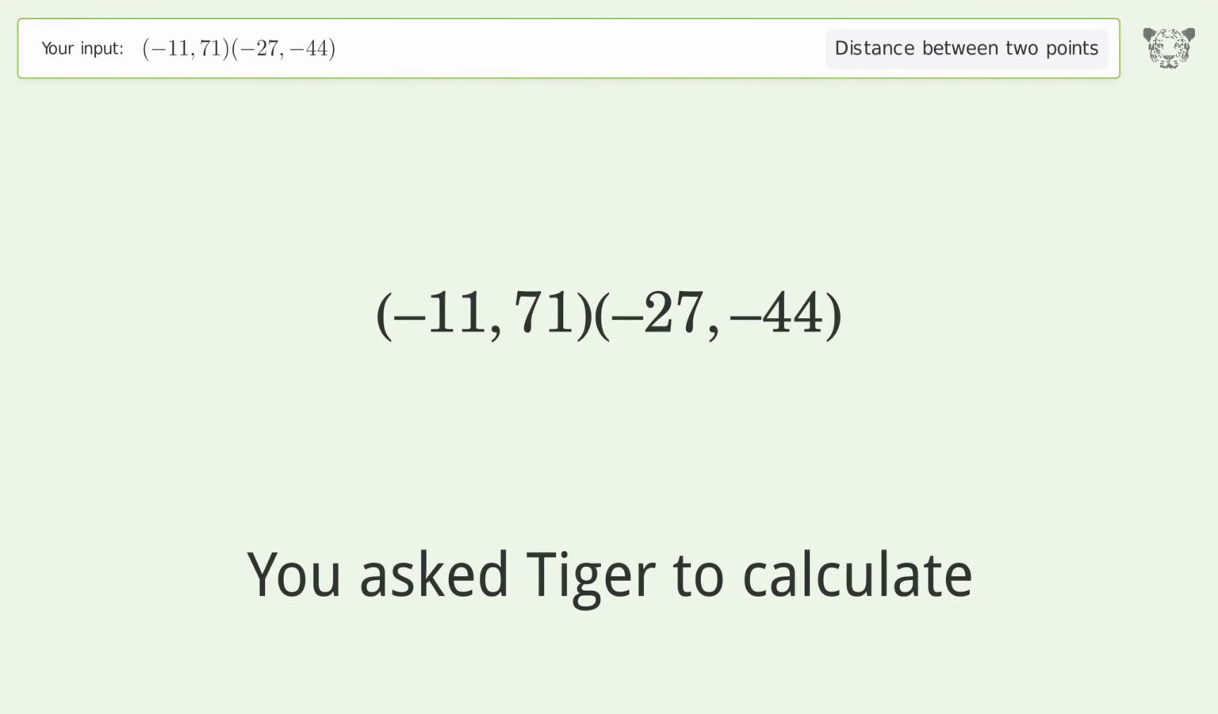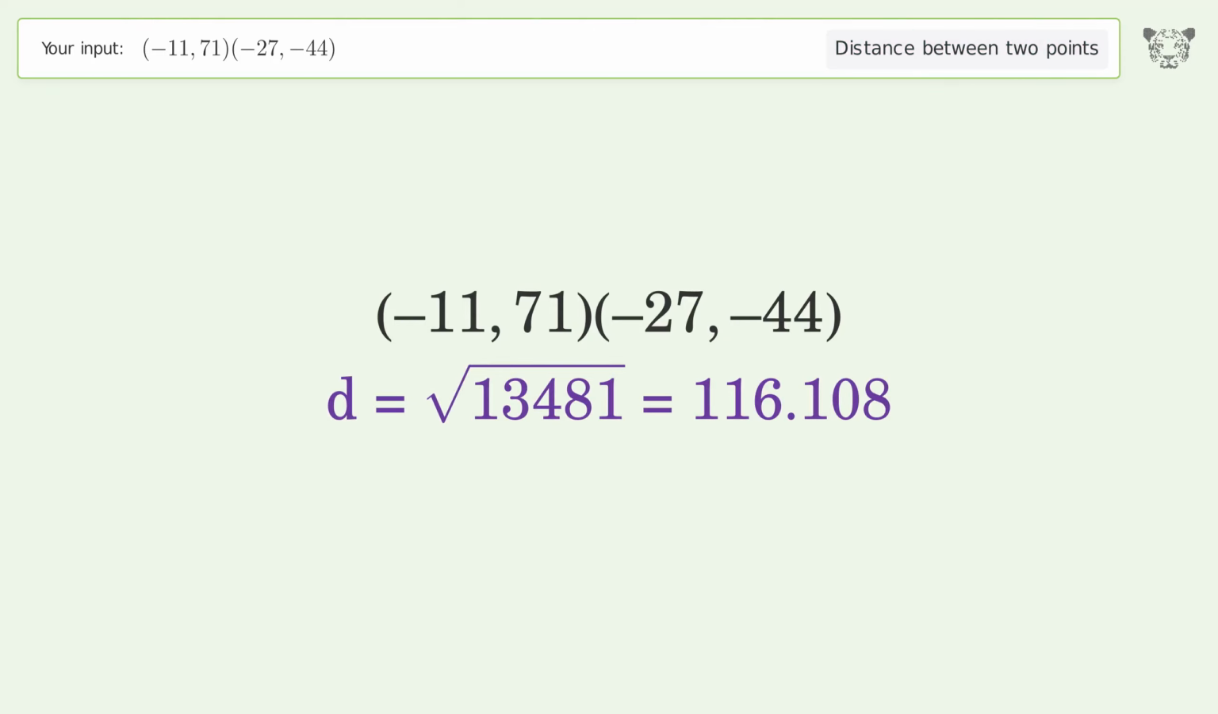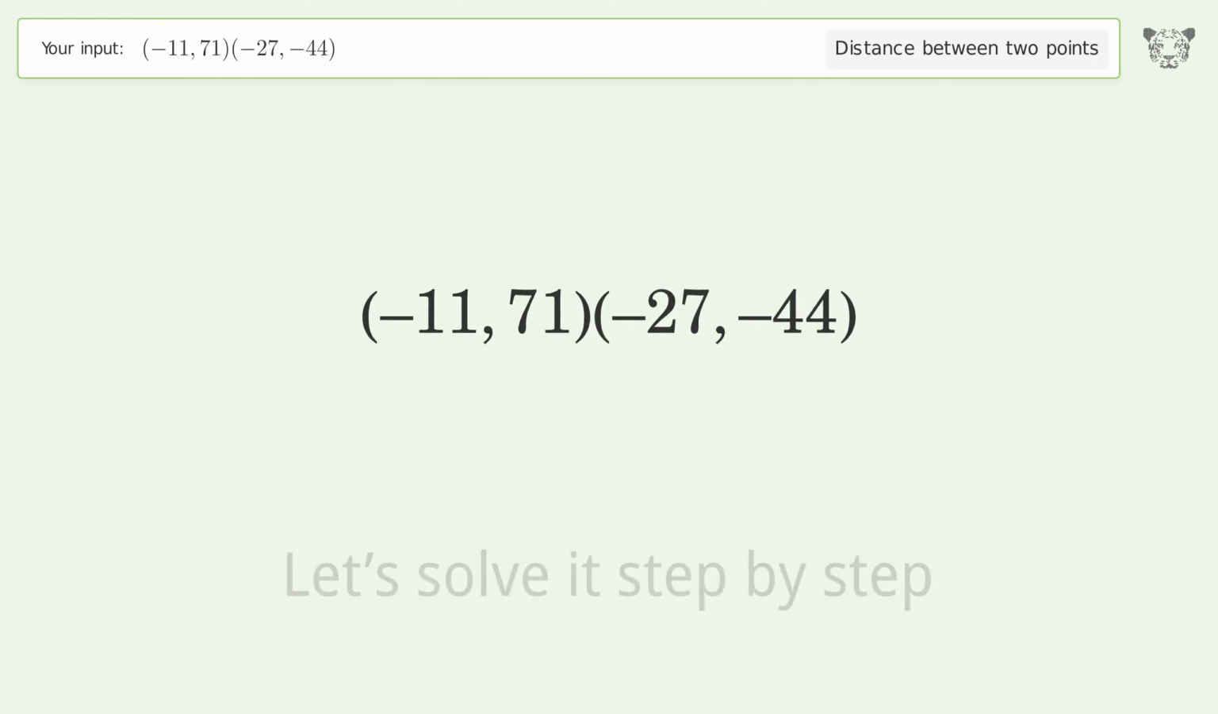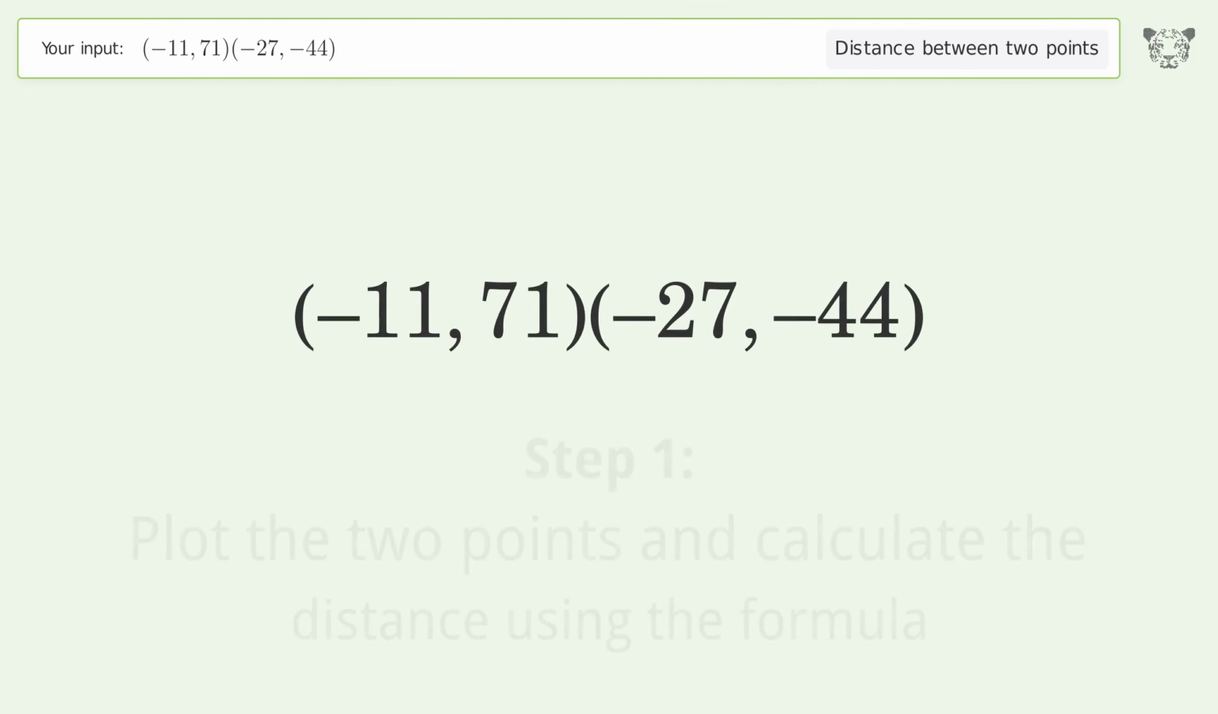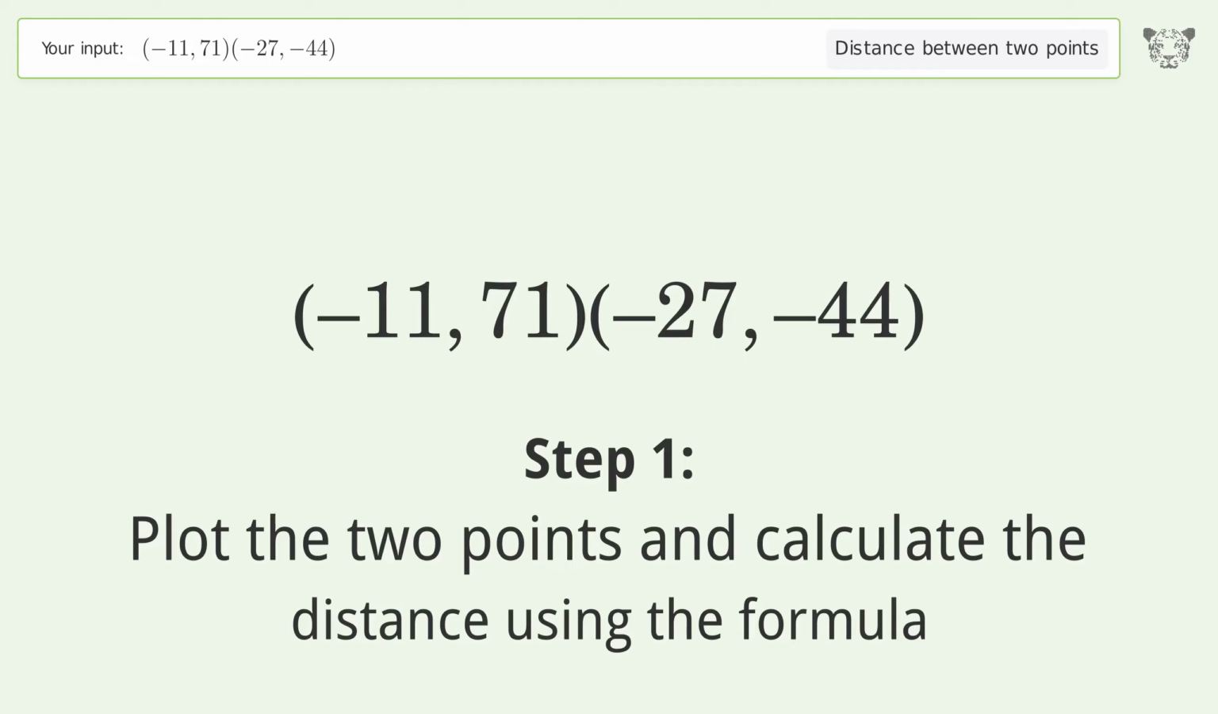You ask Tiger to calculate. This deals with the distance between 2 points. The distance between the 2 points is the square root of 13,481, or 116.108. Let's solve it step by step. Plot the 2 points and calculate the distance using the formula.